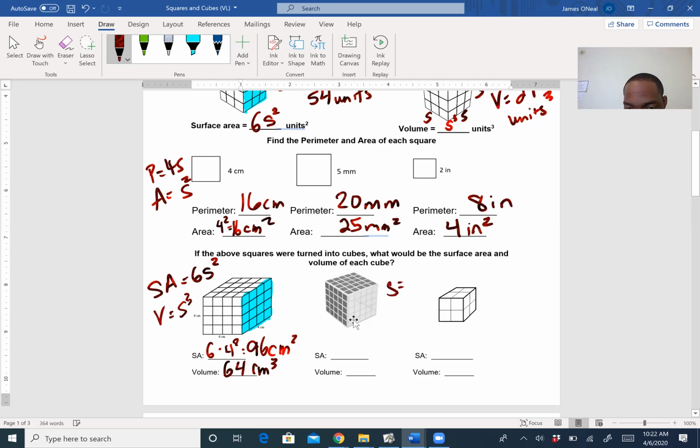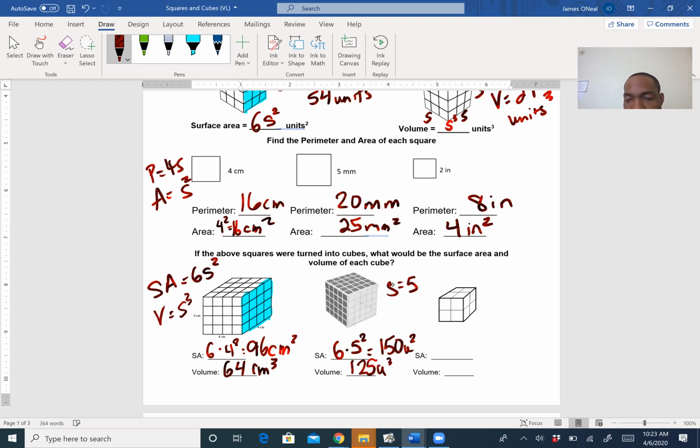The side here is 1, 2, 3, 4, 5. So the side is 5. So the surface area is going to be 6 times 5 squared. 5 squared is 25, and 25 times 6 gives us 150. Since it didn't give us units, it'll be units squared. The volume is going to be that side cubed. So it's 5 times 5 times 5, which gives you 125 units cubed.